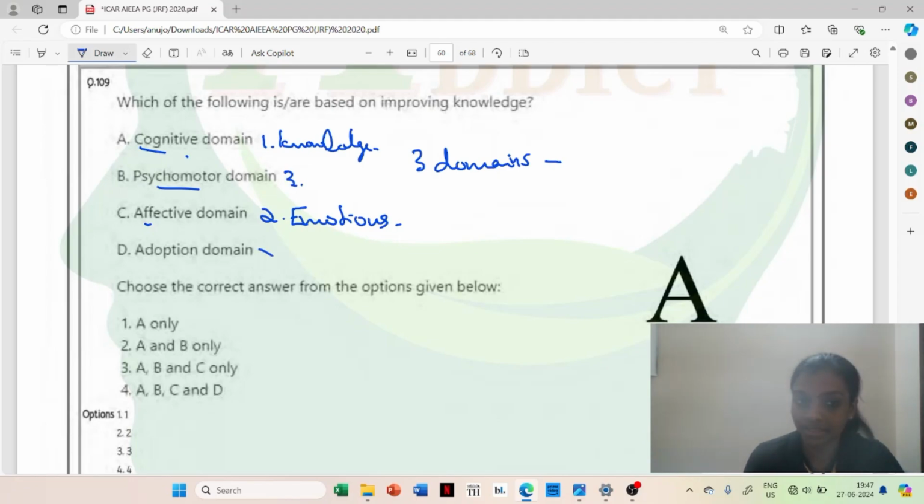The adoption domain, no, there is no domain like that. So here it is asked which of the following is based on improving knowledge. So the knowledge component is in the cognitive domain. A only, option A.